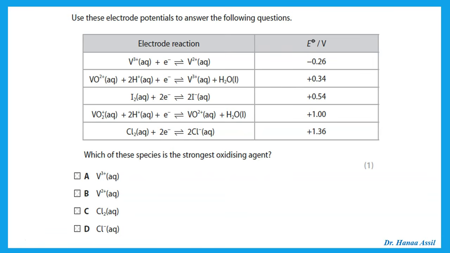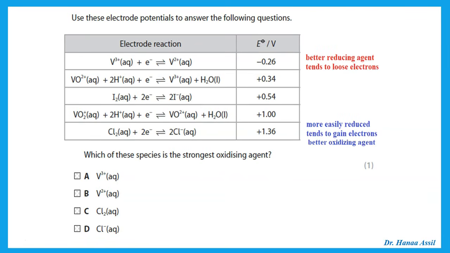So if we have a question like this, it says use these electrode potentials. Sometimes you're given the table in the question and sometimes you're told to refer to the data booklet. So this question had this table and the question was, which of these is the strongest oxidizing agent? It is arranged in the same order as the data booklet, from the negative reduction potentials to the more positive reduction potentials, and that means the one on top is a better reducing agent. We're being asked which one is the strongest oxidizing agent, so we're looking at the one at the bottom of that list.